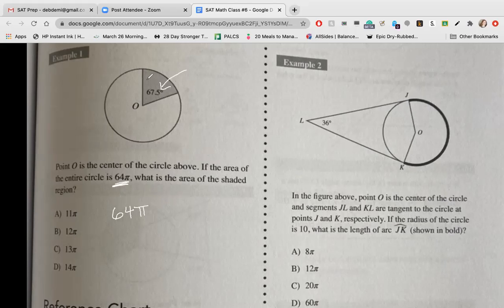And then it's like a fraction is colored in. If a fourth of the circle was colored in, we would say times 1/4. But it's not that simple. It's 67.5 degrees out of 360 degrees. So you're taking the area times the fraction shaded. So it's part over whole.